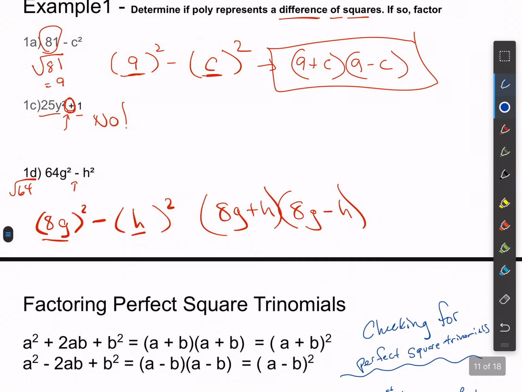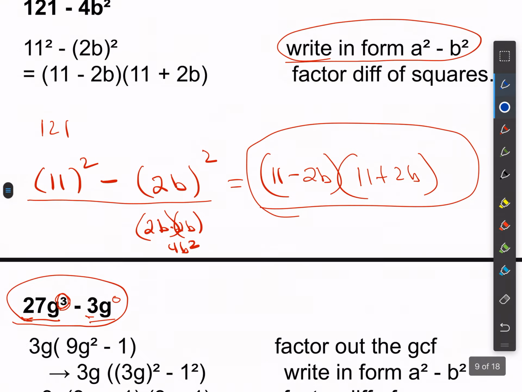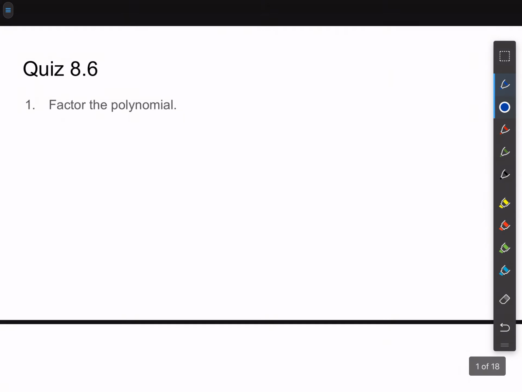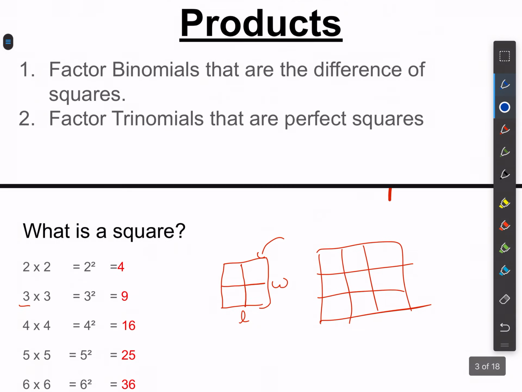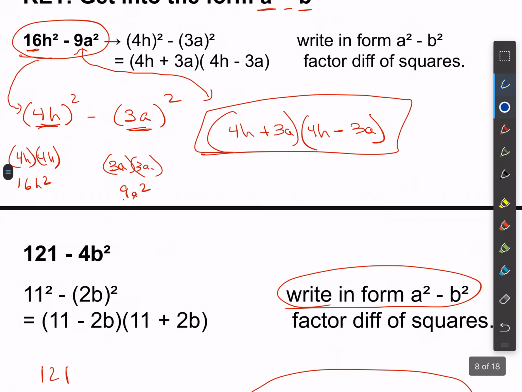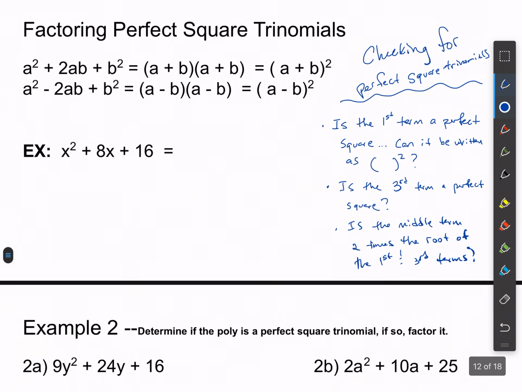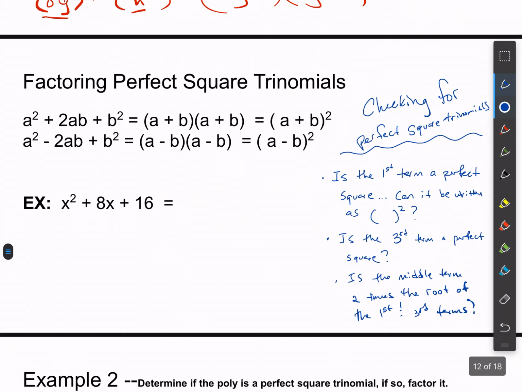All right, guys, we're going to move on to the second half of the 8.7 factoring special products. Okay, so we left off here with factoring perfect square trinomials. This is another strategy for specific types of quadratic equations.